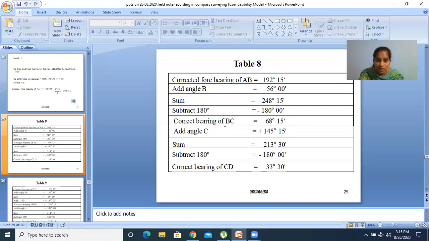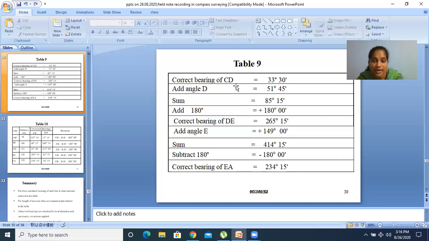And then to this correct value, you can add angle C, that is 145 degrees 15 minutes. So this sum is 213 degrees 30 minutes. This sum is greater than 180. Hence deduct 180, and the correct forebearing of CD line is 33 degrees 30 minutes. Then calculate the correct forebearing of DE line.